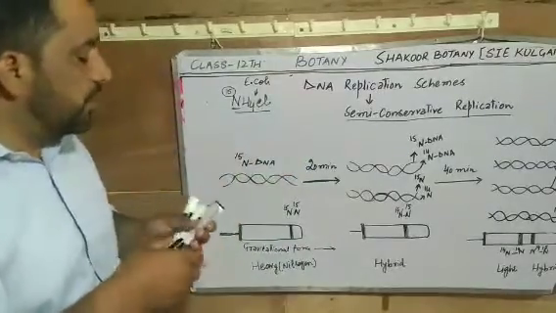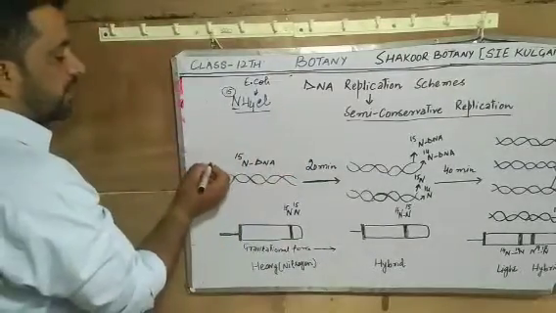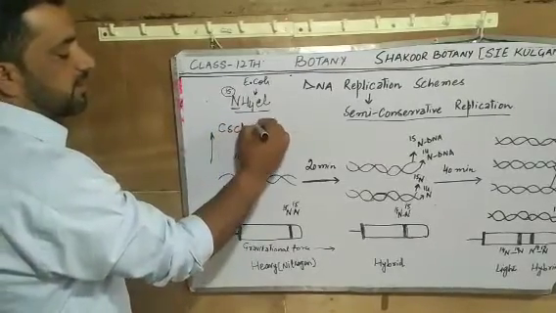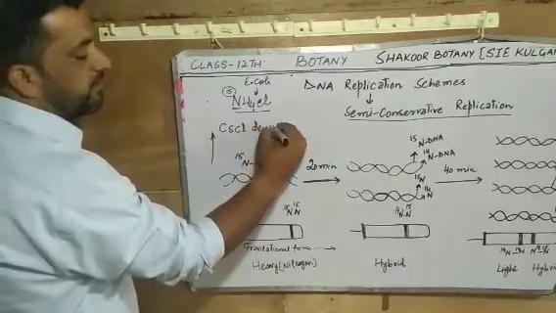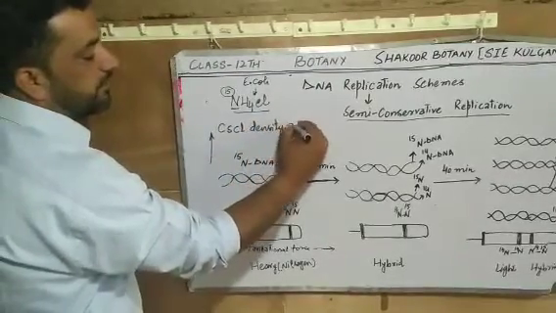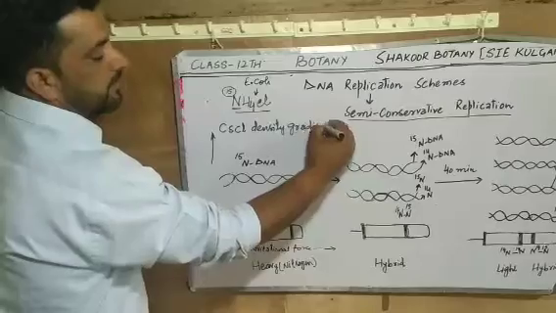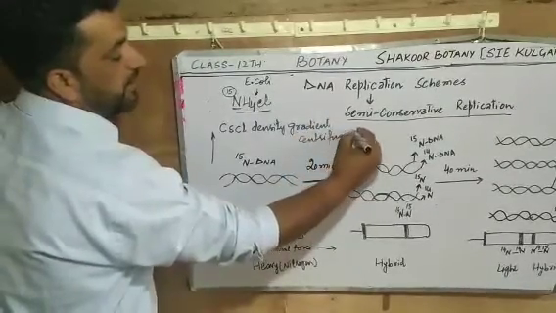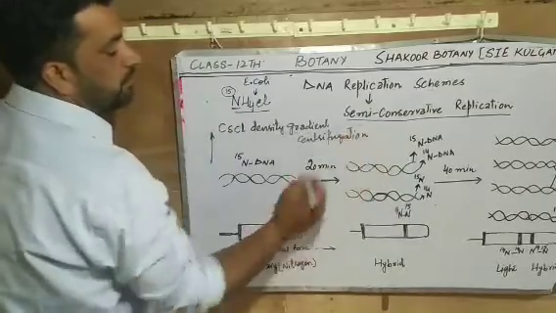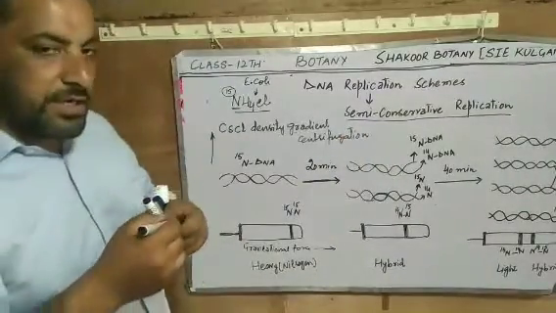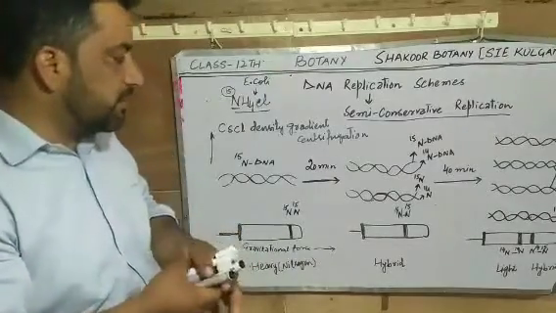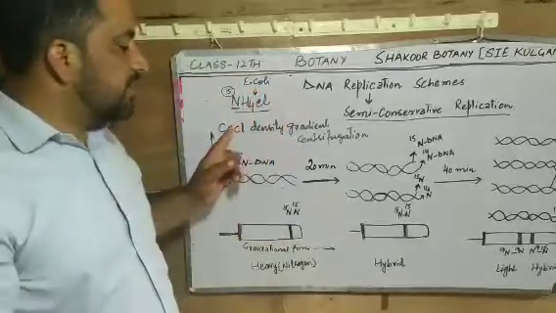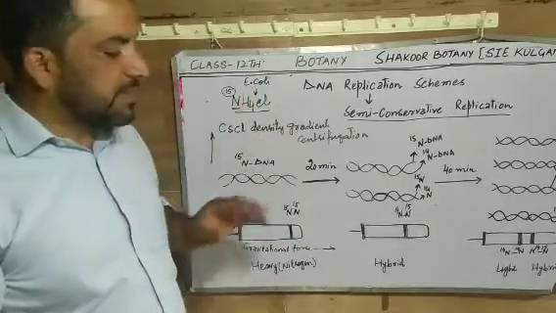and they used a special centrifugation that is called cesium chloride, CsCl density gradient centrifugation. Remember, density gradient centrifugation. The DNA was put into cesium chloride. The DNA has undergone cesium chloride density gradient centrifugation.